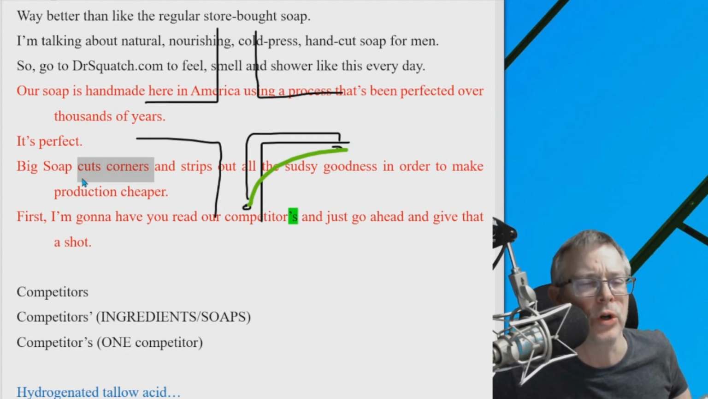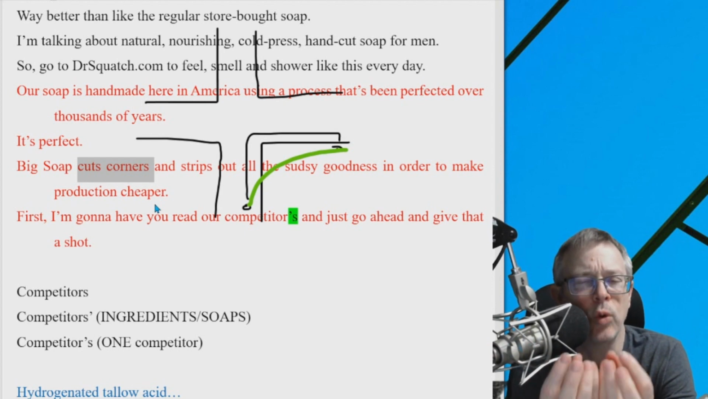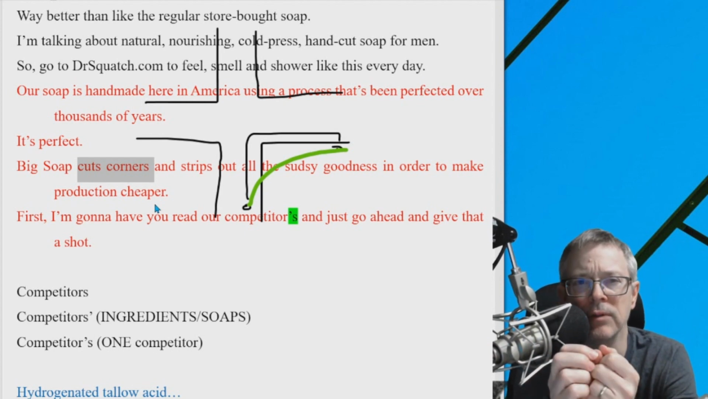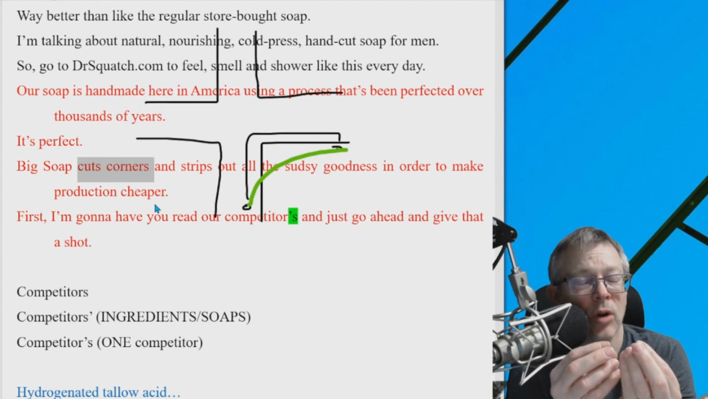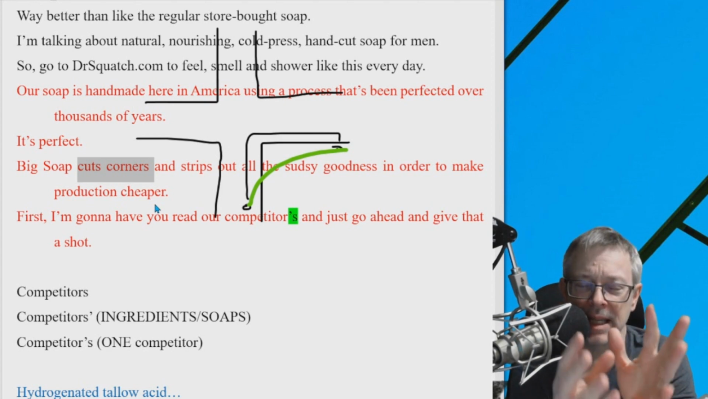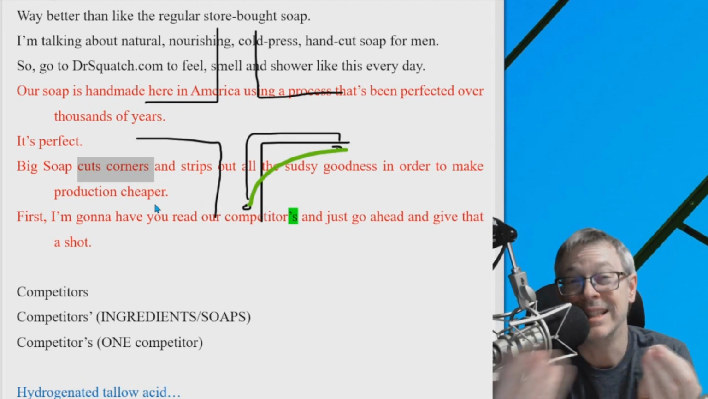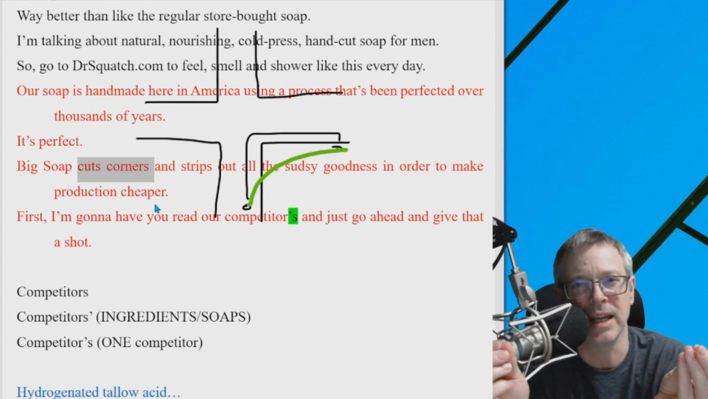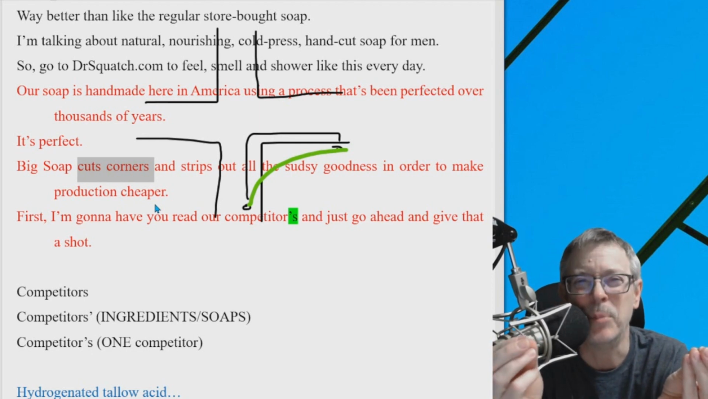So Big Soap cuts corners and strips out all of the sudsy goodness in order to make production cheaper. If you want to make really good soap, you have to use high-quality ingredients. None of the cheap stuff. If you want it to smell like oranges, then you actually need essential oil from oranges. But that's expensive. To make essential oil is not a cheap process. But these big companies, they just mix some chemicals together to make a synthetic orange smell. It smells just like orange. And they put that in the soap.